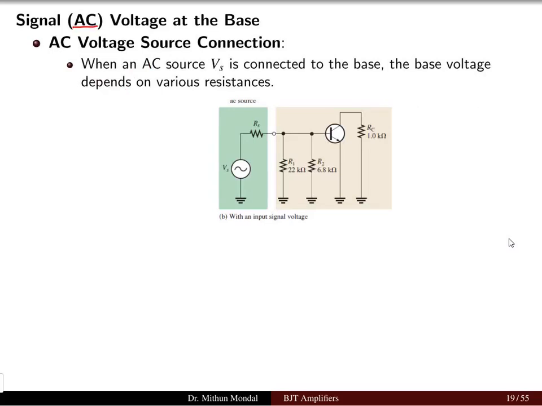Now if you apply the AC voltage at the base, you have the voltage Vs with internal resistance Rs connected at the base. This AC source is connected to the base terminal, which is the input we are giving. The base voltage depends on various resistances. So we have various resistances present in the circuit that will govern the base voltage.